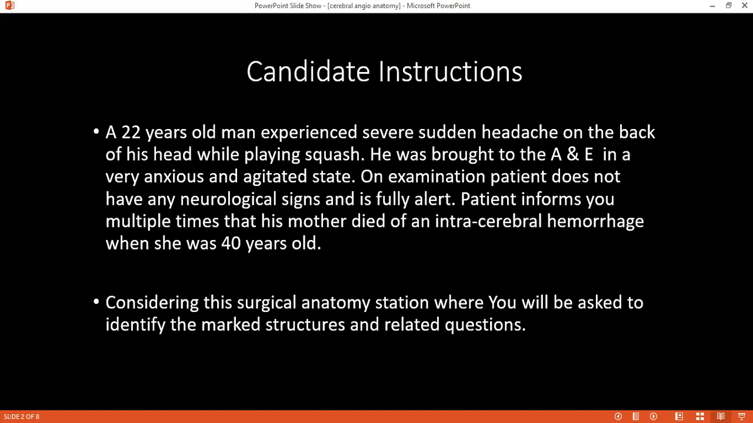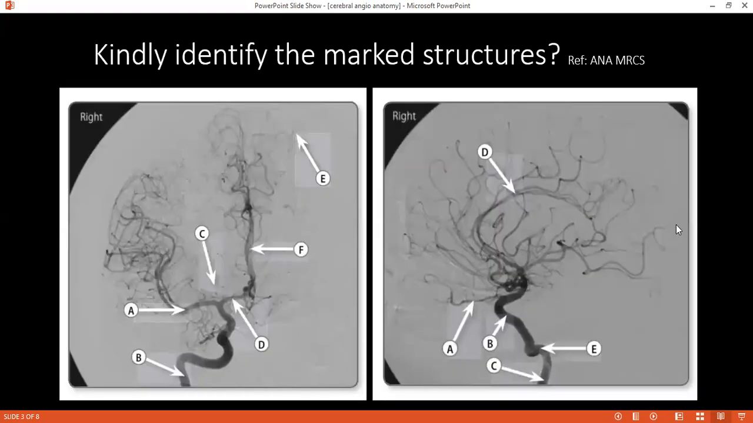Right. So if you have read and understood, considering its surgical and optimization, kindly tell me what image you are looking at. If you can identify the one on the left-hand side first, the marked structure. This is a cerebral angiogram. A is the middle cerebral artery. B is the internal carotid artery.